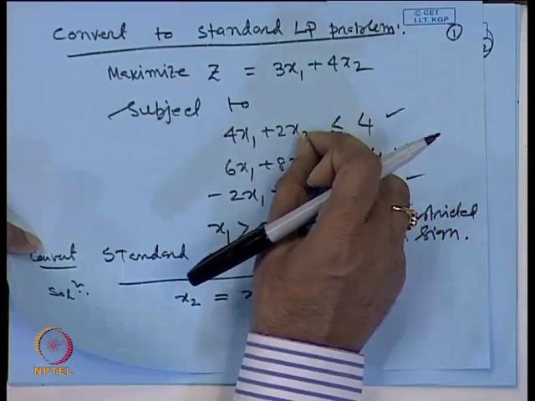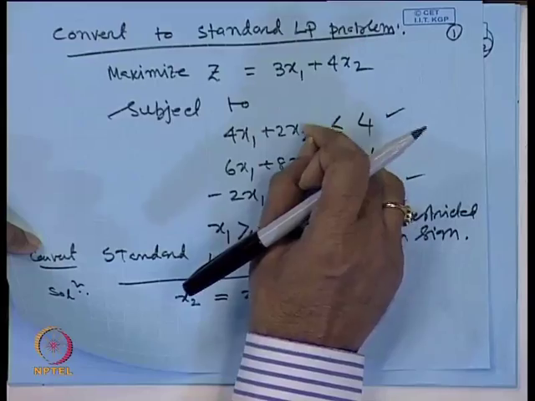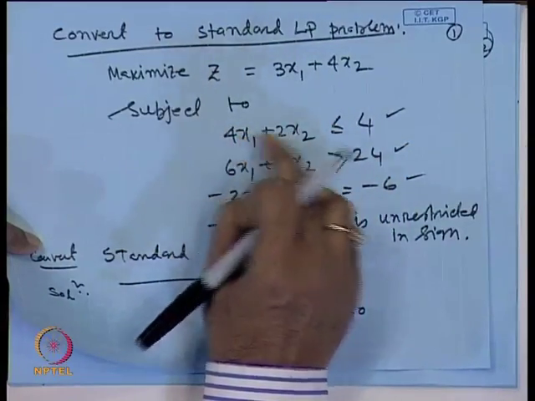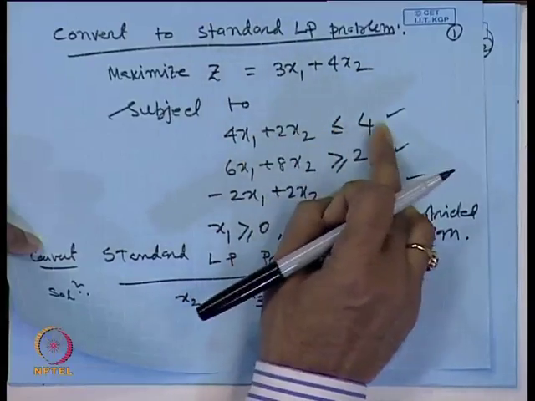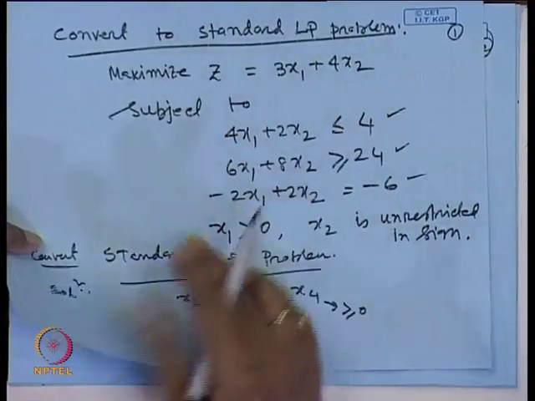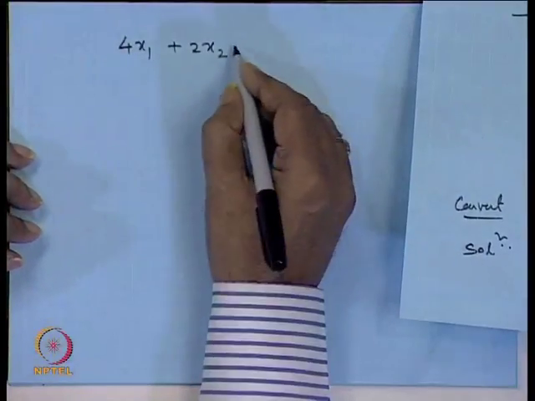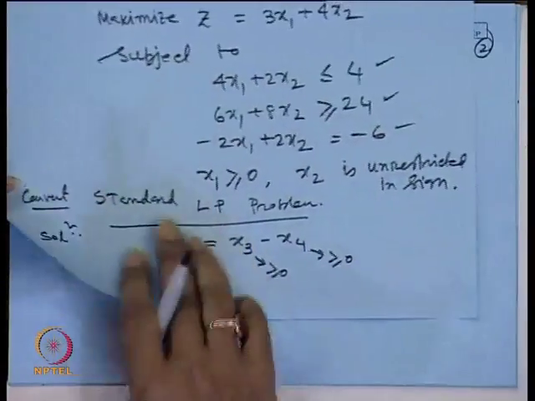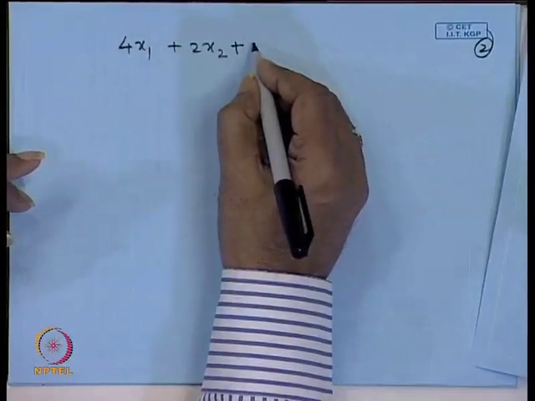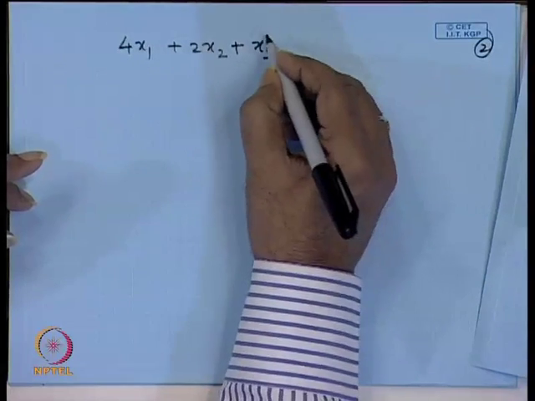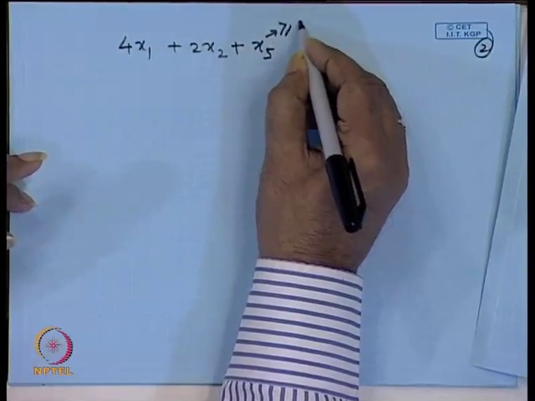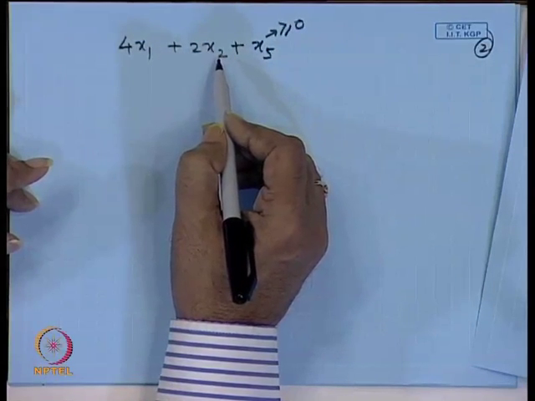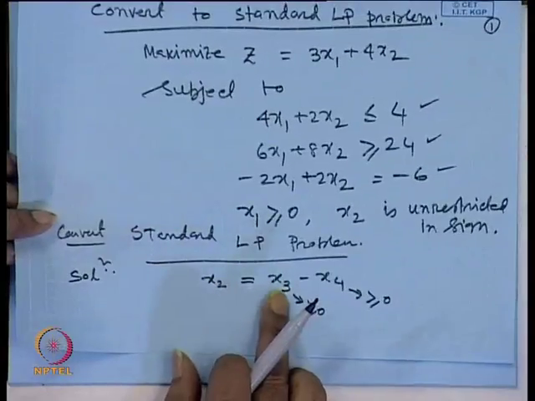It indicates that if you add some positive quantity to the left hand side of this expression, then I can make this inequality constraint an equality constraint. So, I can write this plus a new variable. Here we have x 3, x 4, so I have to write x 5, adding some positive quantity, and this value is greater than or equal to 0. I told you whenever you get x 2, it will be replaced by x 3 minus x 4.